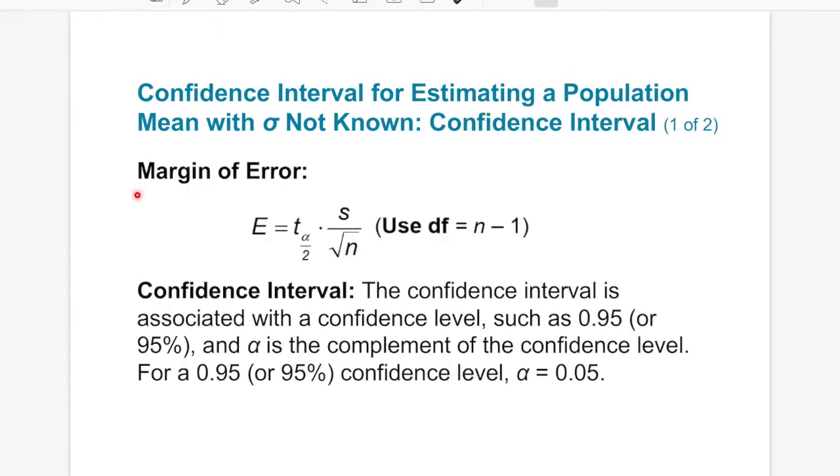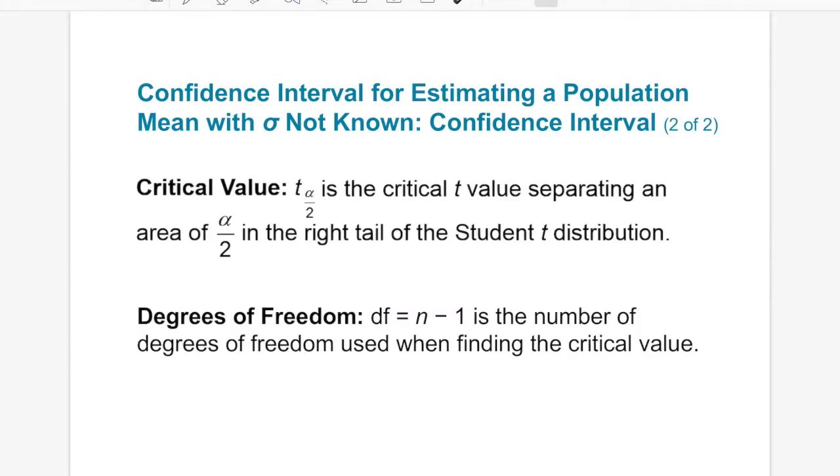Here is the formula of the margin of error. E equals t of alpha over 2 times s over the square root of n. Whenever we are working with the t distribution, we need the degrees of freedom. Degrees of freedom equals the sample size minus 1. t of alpha over 2 is the critical value t separating an area of alpha over 2 in the right tail of the Student t distribution. Degrees of freedom is df equals n minus 1.